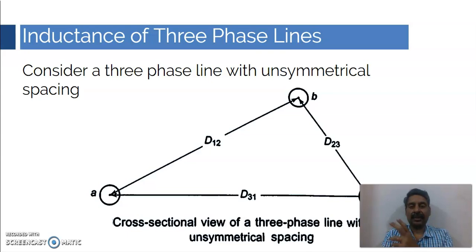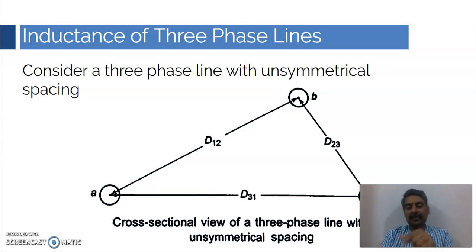Though the voltages given at the sending end are balanced, by the time they reach the receiving end they will become unbalanced because of this unsymmetrical spacing, which causes uneven flux linkages with the three conductors. To overcome this, we will make use of a simple technique. For every 100 kilometers or so, we will transpose the positions of the conductors.